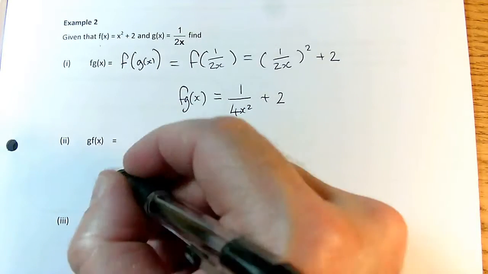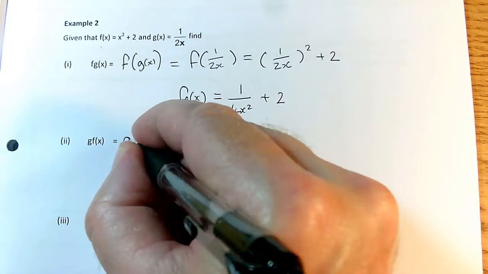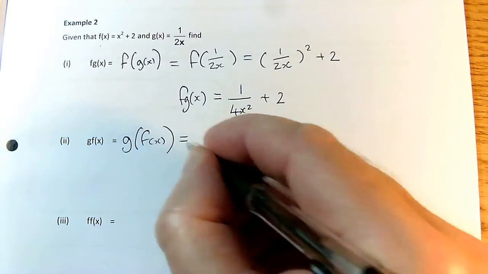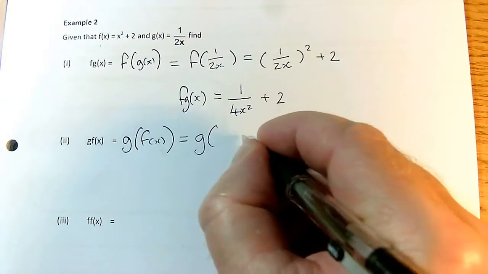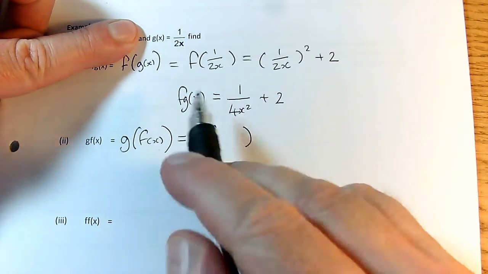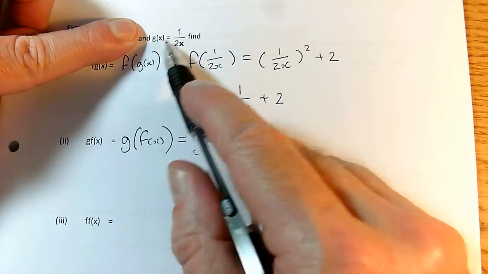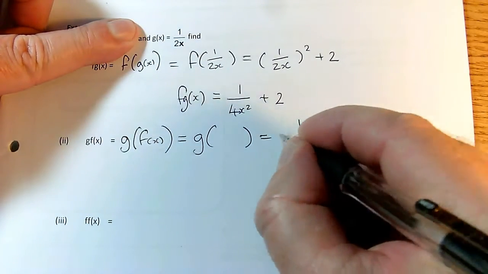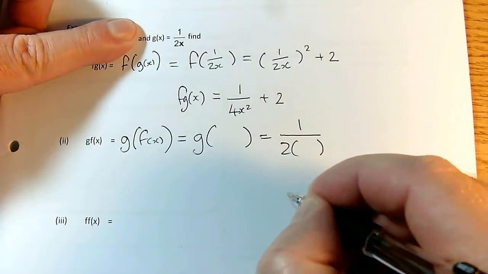Okay, next one. G f of x means g brackets f of x. So is it f of a bracket or is it g of a bracket? It's g of a bracket. So do I need to look at f? No, I don't. I need to look at g. What does g do to a bracket? Well, g of x is 1 over 2x. So g of bracket is going to equal 1 over 2 bracket. What goes in the bracket?